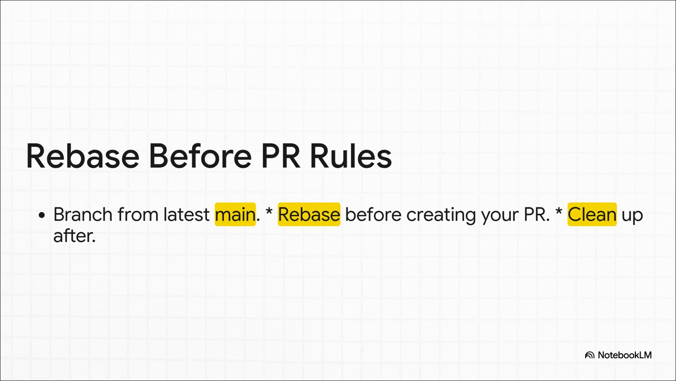And that kind of AI analysis fits perfectly with what we call the rebase before PR model. The rules are simple, but they are so powerful. The golden rule, the absolute core idea, is to always rebase your feature branch onto the latest main before you even think about opening a pull request. Why? Because it keeps your project history squeaky clean and linear, which makes merges dramatically simpler.